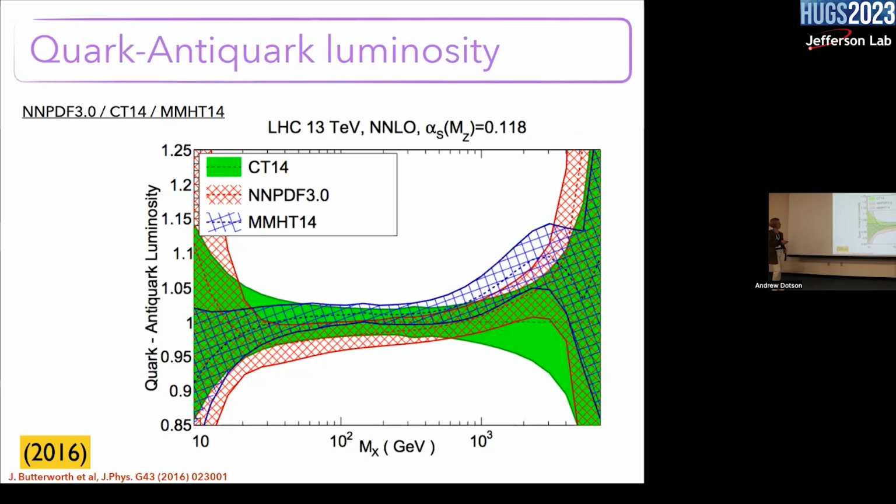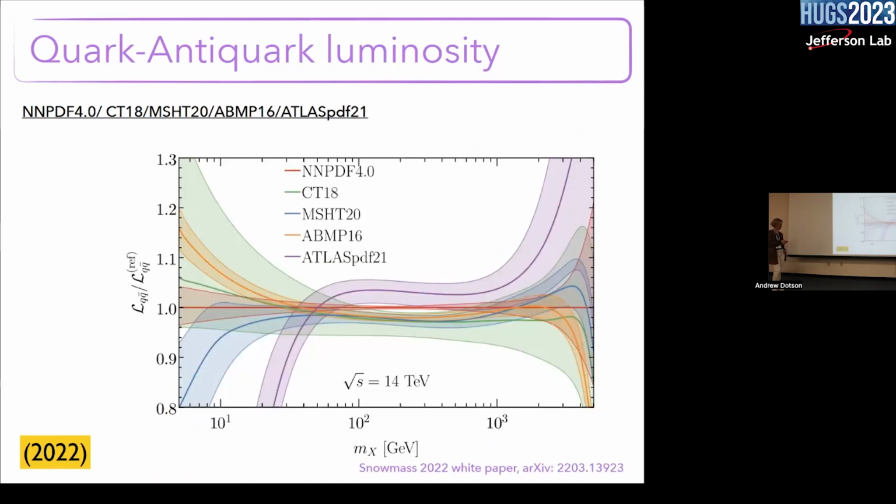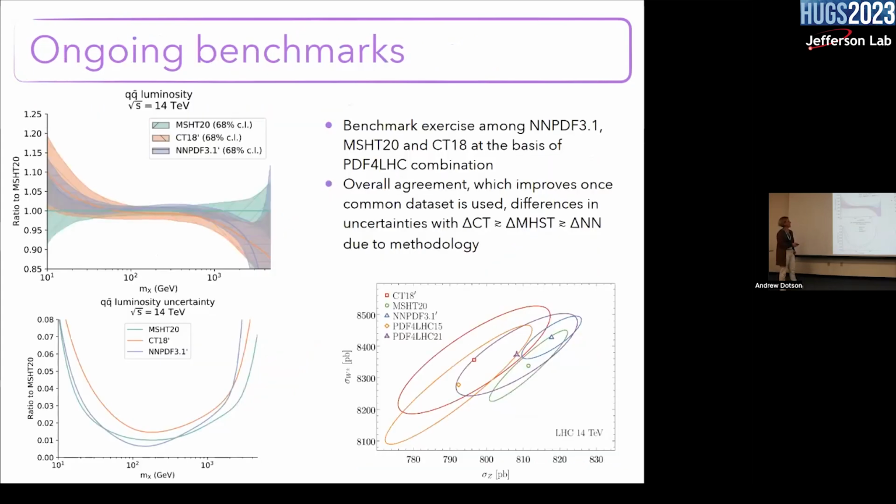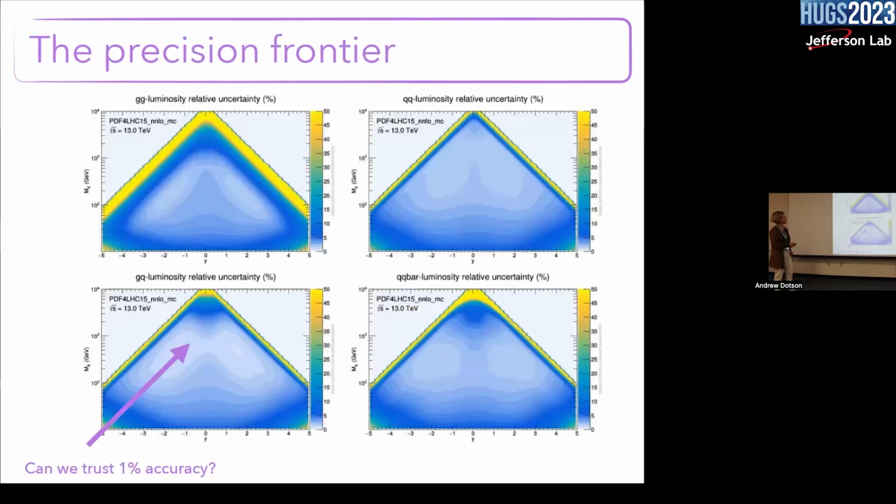And the same happened. So the quark anti-quark was already different, but now it's better if you exclude the ATLAS PDF and the CT18. Okay, I don't know, but we can talk about it later. I don't want to spend too much time here. Anyway, there was also a benchmark, but I don't want to bother you with that.